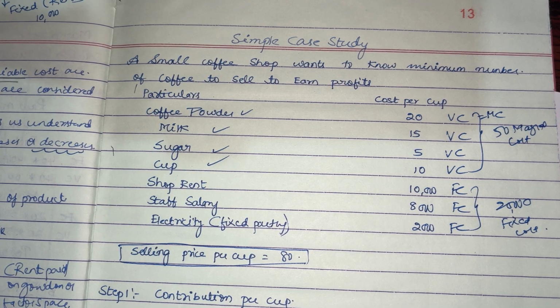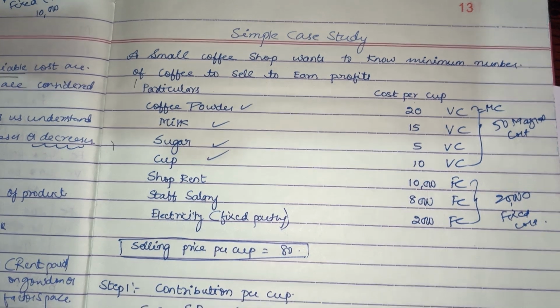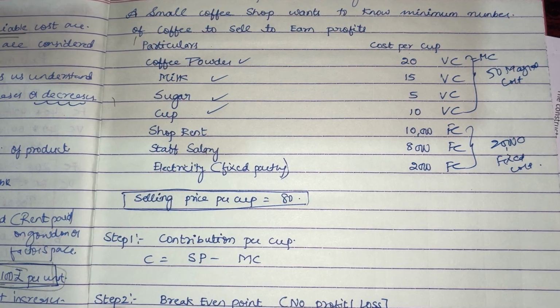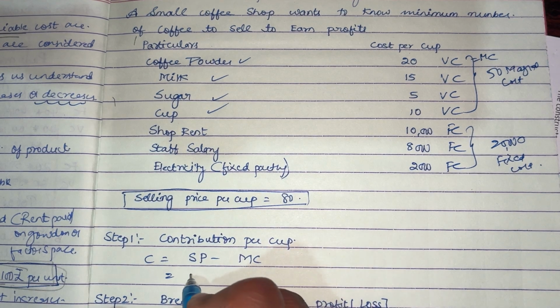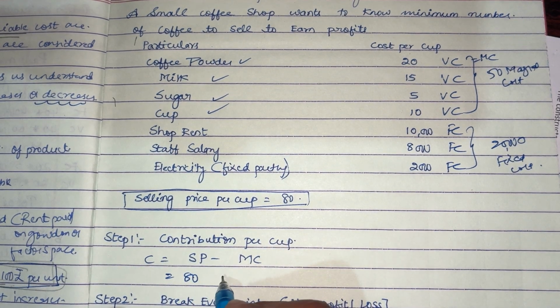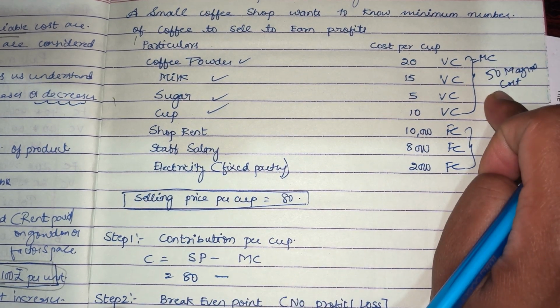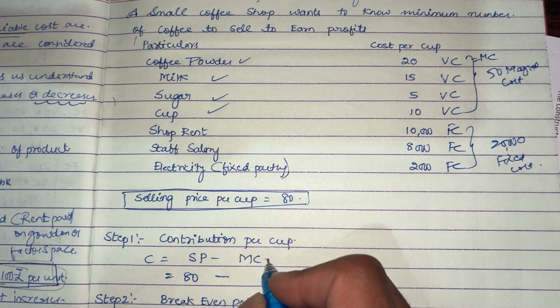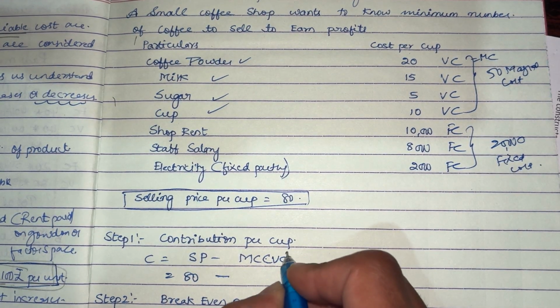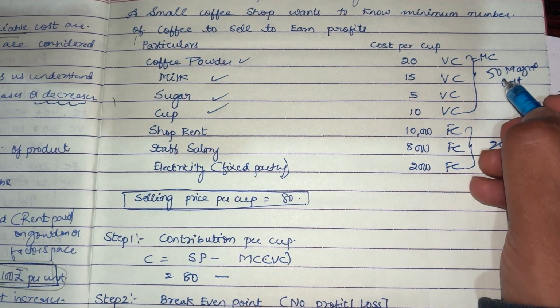Now let me try and help you out in calculating the contribution per each cup. Contribution is equal to selling price minus variable cost. So out of 80 rupees of sales price, first you deduct your variable cost, that is your marginal cost. Marginal cost is nothing but your variable cost. It can also be called variable cost. So what is your variable cost?